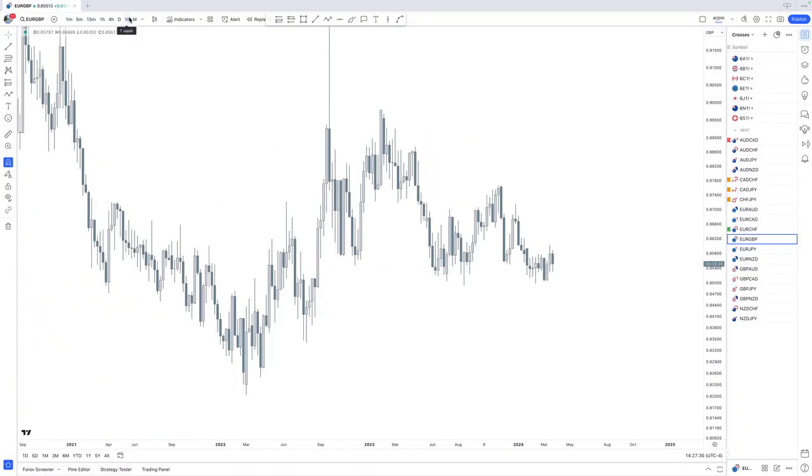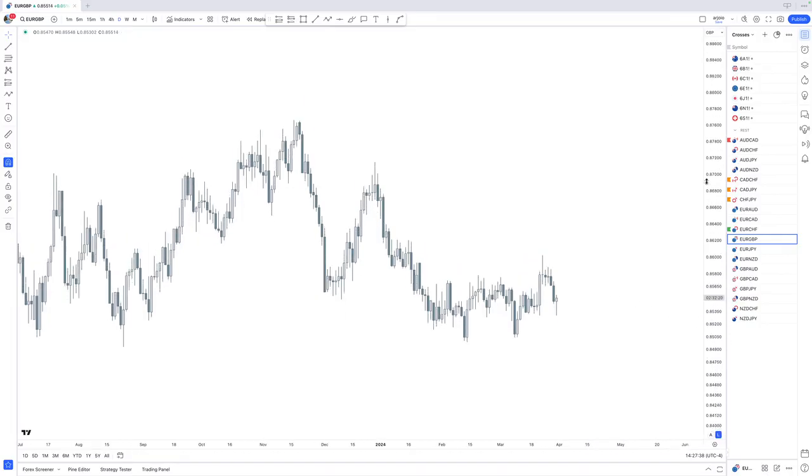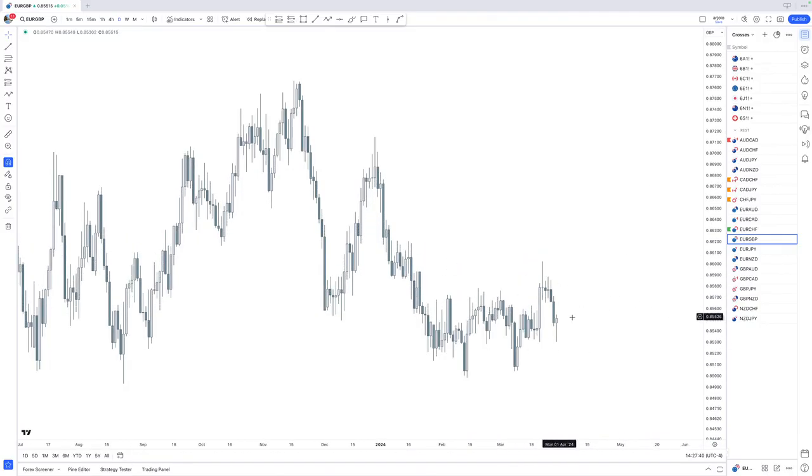Euro GBP, really quick right here. What are we doing? Because on the dollar, on the daily right here, we've been consolidating for a long period of time. So I do not like that. Do not want to do anything right there.